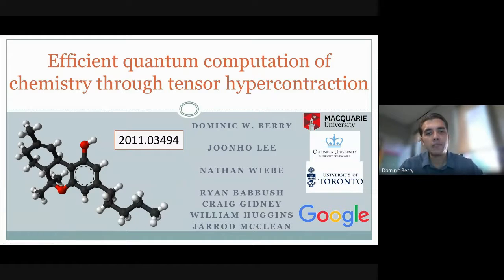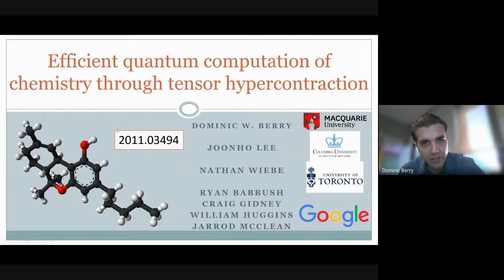So this is work with Ryan, who's the one chairing the session. Also with Nathan, who's now at University of Toronto, and Junho Lee, who is doing the numerics for the quantum chemistry part of this. Essentially, this work is on looking at more efficient ways of simulating realistic chemicals in general bases. There's the arXiv number shown there.